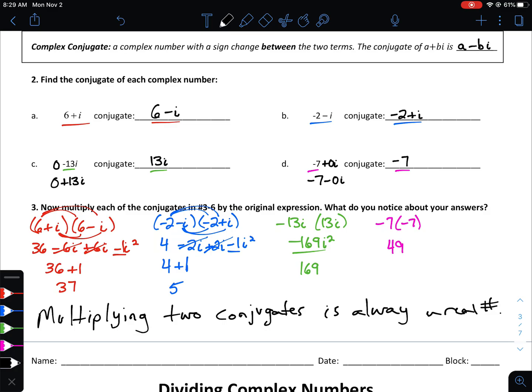That's going to be super important in our next lesson where we're going to talk about dividing complex numbers. Because dividing complex numbers is where you're trying to get rid of the complex in your denominator. And so to do that, now we have something we can use, this idea of multiplying by what is called a conjugate.